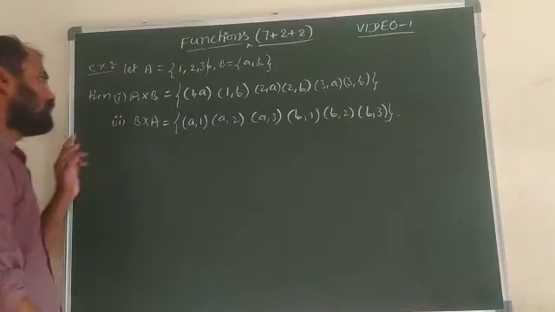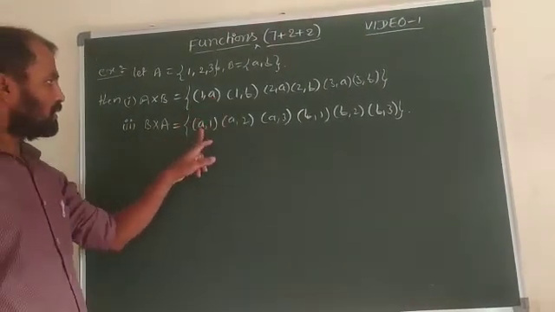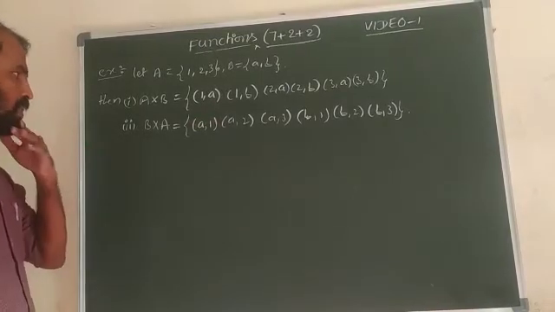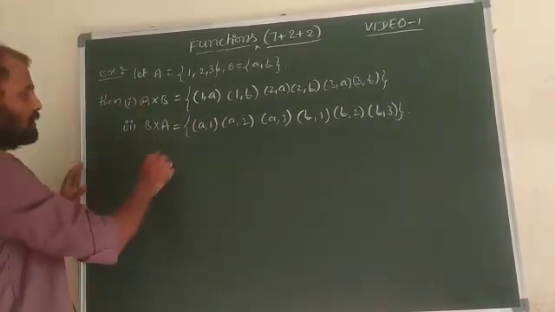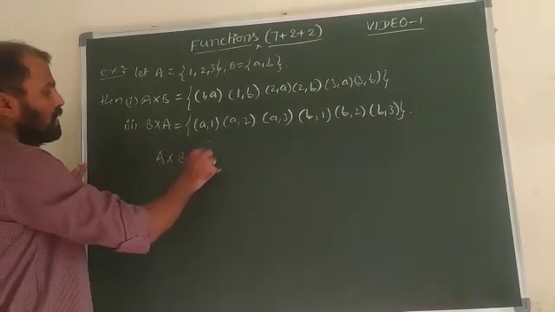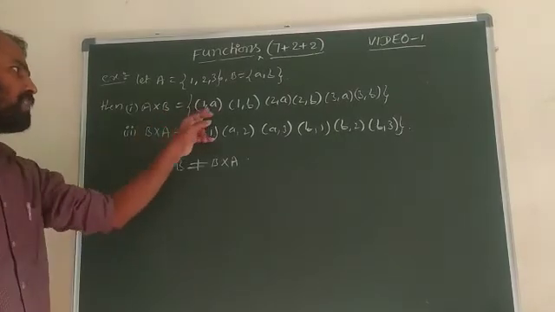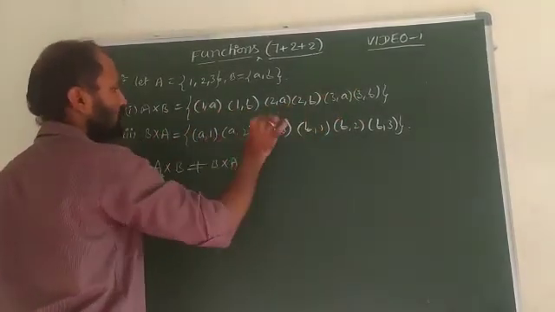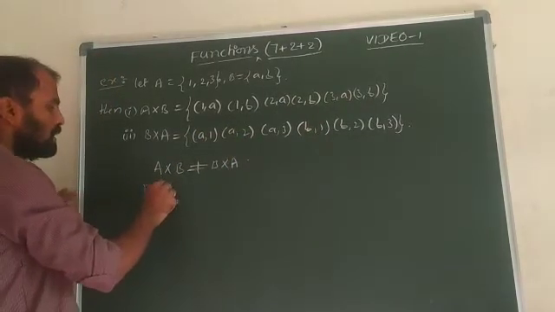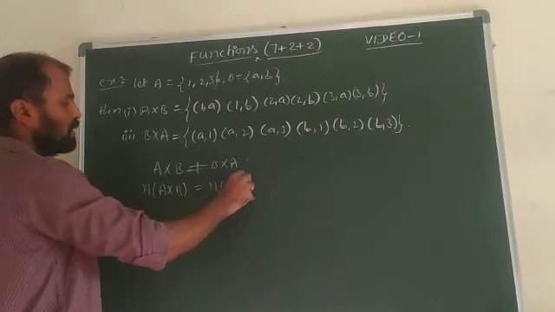Observe here, is A cross B equal to B cross A? The ordered pair (1, a), is a equal to 1? No. So A cross B is not equal to B cross A here. And the number of elements in A cross B, how many? 1, 2, 3, 4, 5, 6. In B cross A also the same. So the number of elements in A cross B is equal to the number of elements in B cross A.